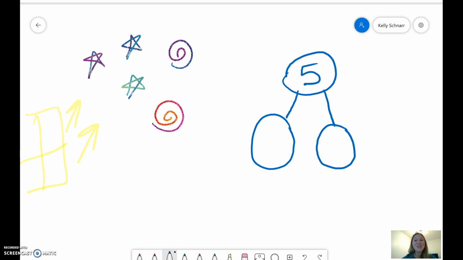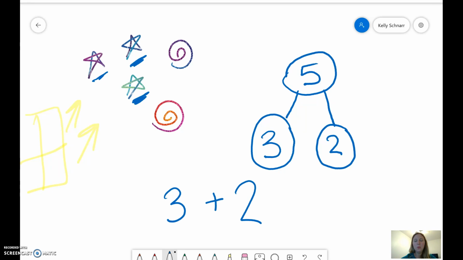And how many stars did I see? Regular shiny stars. Well, I saw 1, 2, 3. So I could put 3 in one part. And how many swirly stars did I see? 2. Look, I made my number bond. I know that 3 and 2 make 5.